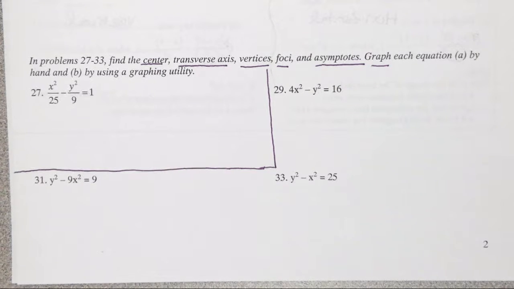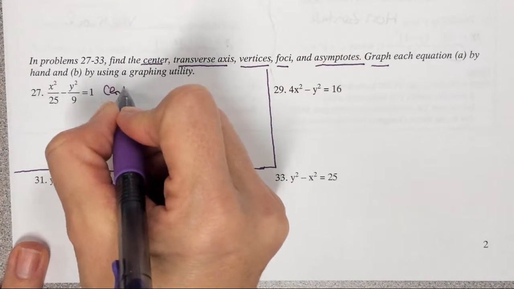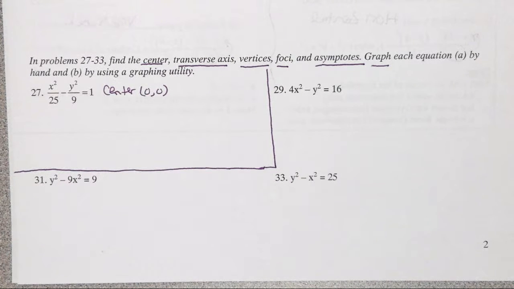There are no parentheses. So what's something we know already because we've done this a million times? If there's no parentheses, where will my center be? 0, 0. So I can go ahead and write that down. Center is going to be at 0, 0.